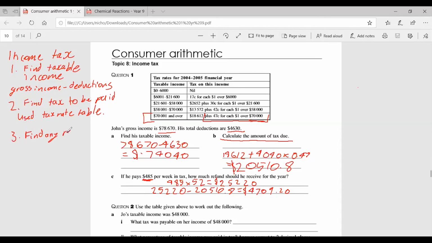All right, so from here, the third and final step for this question is find any refunds. And how did we find the refunds? We found how much he gets paid in a week times by 52, or how much tax he pays in a week. And then we minus that by the amount of tax due. Perfect. So we did tax paid minus tax due.